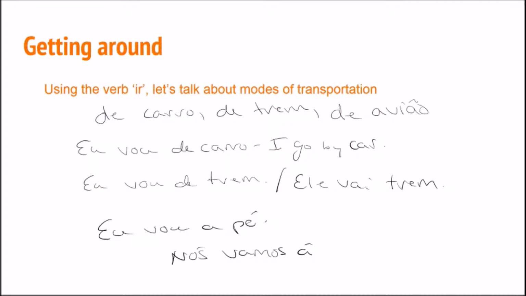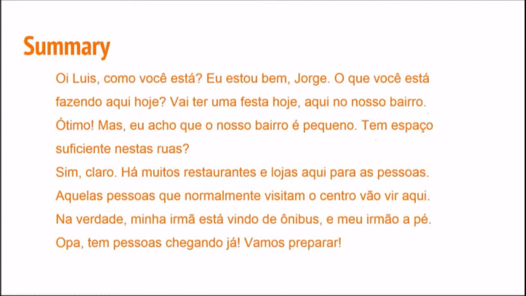Vamos a pé. You go by foot. Okay, so pretty easy, right? All the methods of transportation that involve car, public transport, you say eu vou de carro. I go of car, literally, right? So I go by car. The only other difference is if you're going by foot, you would say a pé. Eu vou a pé.